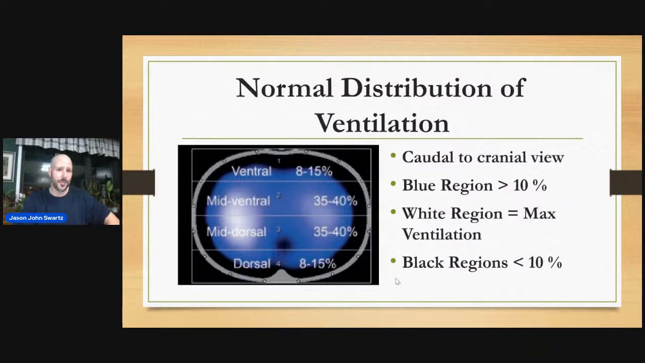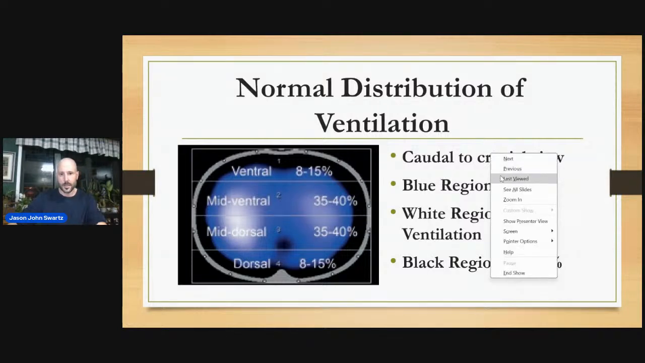The normal distribution of ventilation, first of all, we're looking at a caudal to cranial view, just like a CT scan. So this isn't like an AP X-ray. This is caudal to cranial. You're at the foot, and you're looking at the patient towards the head. The top here is, let me just get a pointer option.